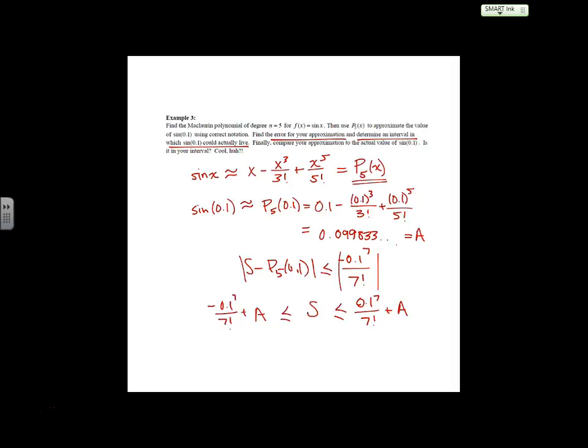Sorry, I'm going back a little bit on the absolute value of negative 0.1 to the 7th. Because it's x to the 7th over 7 factorial, and we're plugging in 0.1 because that's our specific value. Oh, it doesn't matter. It's negative anyways. The numbers are too small. The 0.1 to the 7 over 7 factorial is too small to change our number, because we're getting the same number.